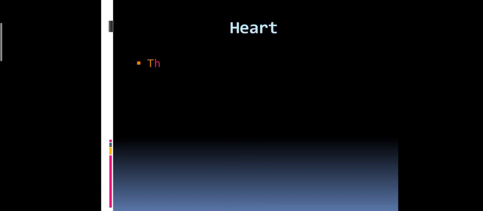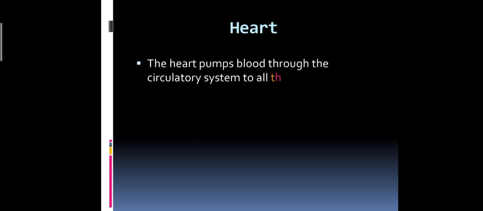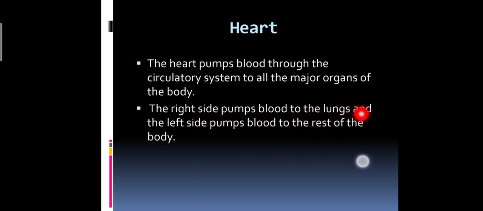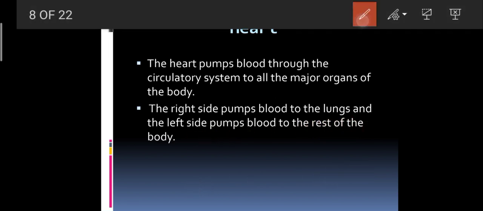Now we'll discuss the heart. The heart is an organ that pumps the blood through the circulatory system to all the major organs of the body. So the right side pumps blood to the lungs and the left side pumps blood to the rest of the body. And as we know, the right side receives the deoxygenated blood while the left side receives the oxygenated blood, and then the left side pumps it to the rest of the body.